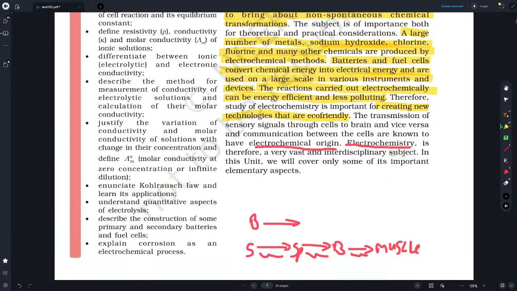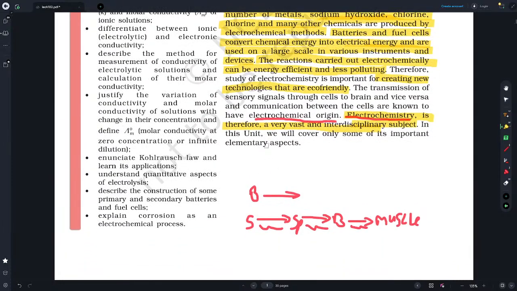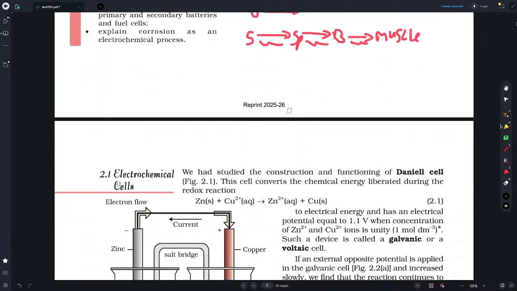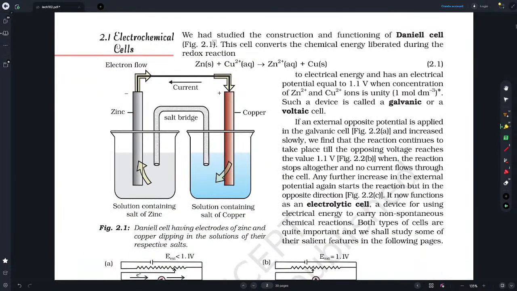Electrochemical transmission of signals or nerve impulse. So electrochemistry is a vast interdisciplinary subject. In this unit we will cover only some of its important elementary aspects. This is the Daniell cell, which comes under the galvanic cells.